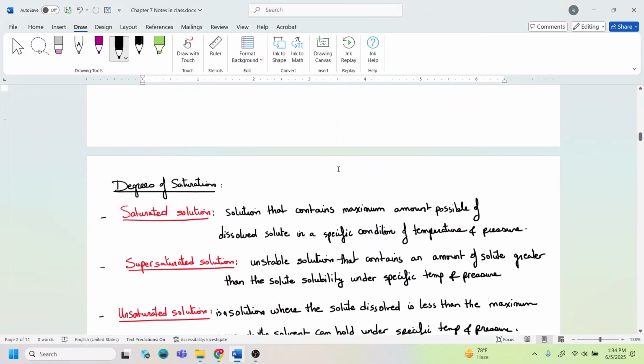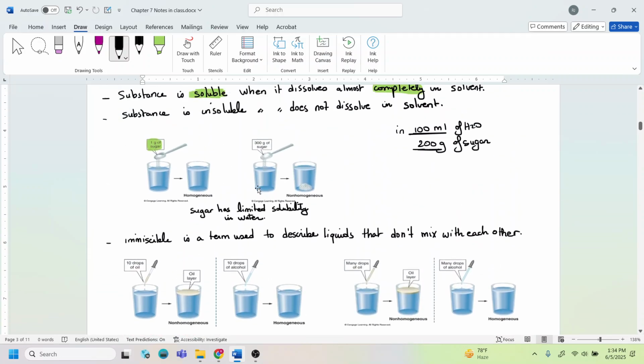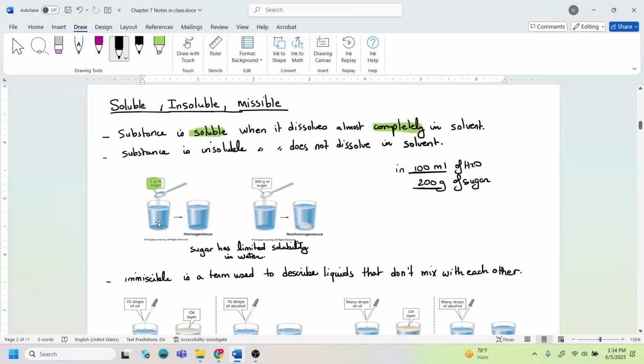There are 3 degrees of solution saturation: unsaturated, saturated, and supersaturated. An unsaturated solution is a solution where the solute dissolved is less than the maximum amount the solvent can hold under specific temperature and pressure. We gave an example earlier of 1 gram of sugar dissolved in 100 mL of water. The 100 mL of water can accept up to 200 grams of sugar, but here you are using a lesser amount of solute. This is called an unsaturated solution.